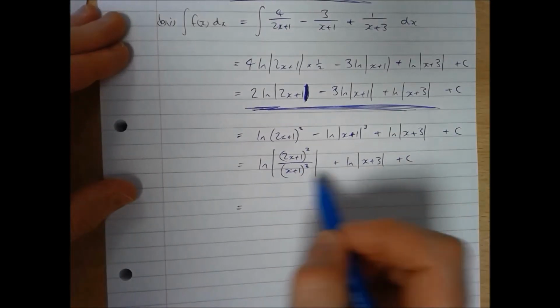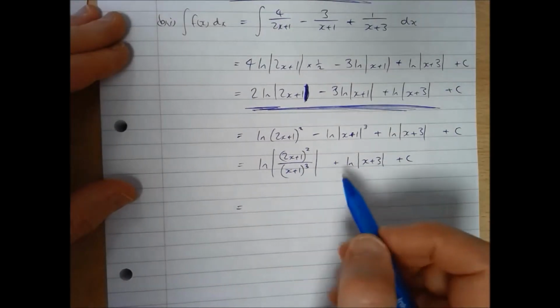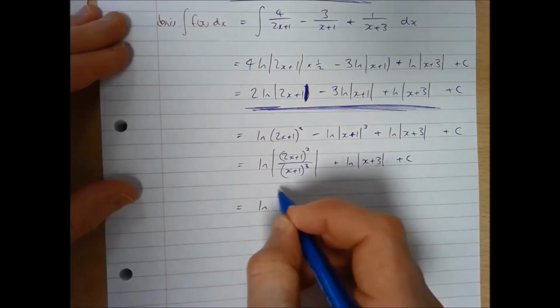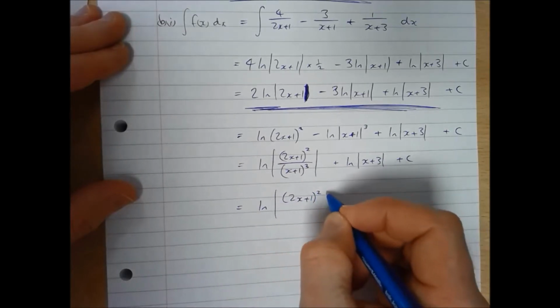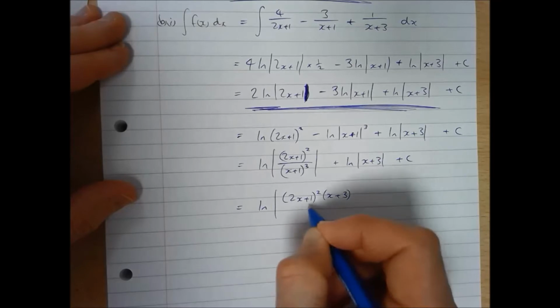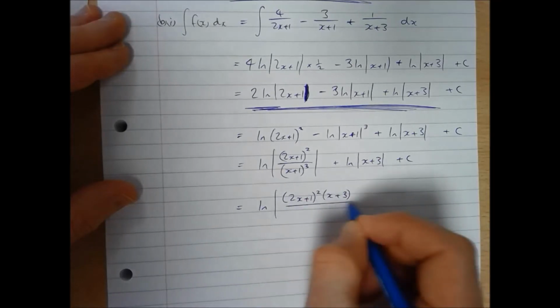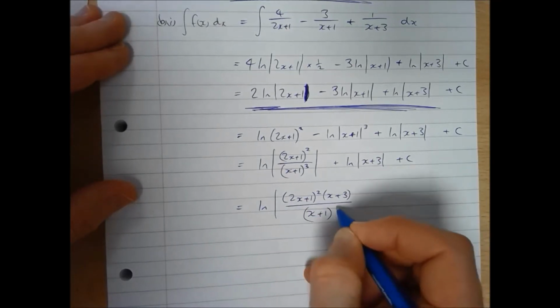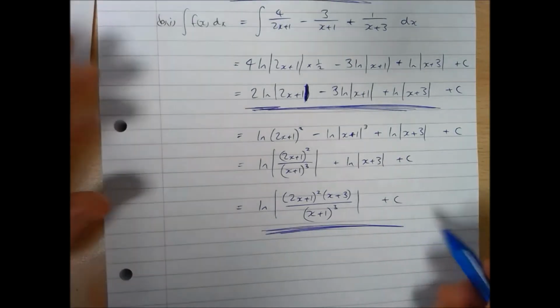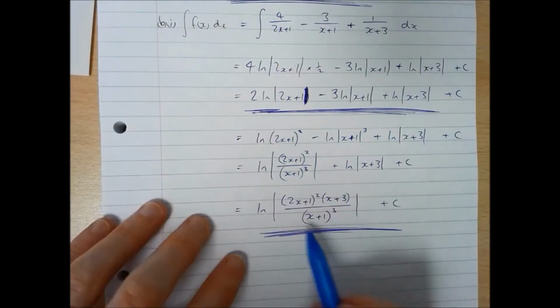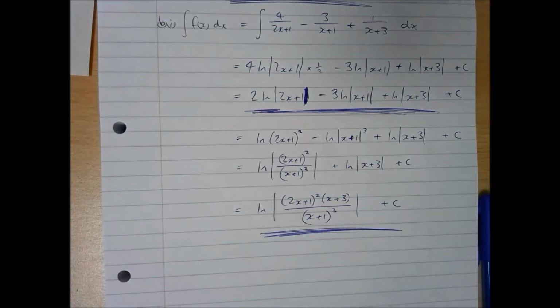Okay, and then we've got the addition of two logarithms, which means we can multiply the insides. So this time then the numerator is now going to be 2x plus 1 squared times x plus 3 over x plus 1 cubed. Okay, and that's the second stopping point. So you could perfectly well stop there, or you could have pushed on to there.